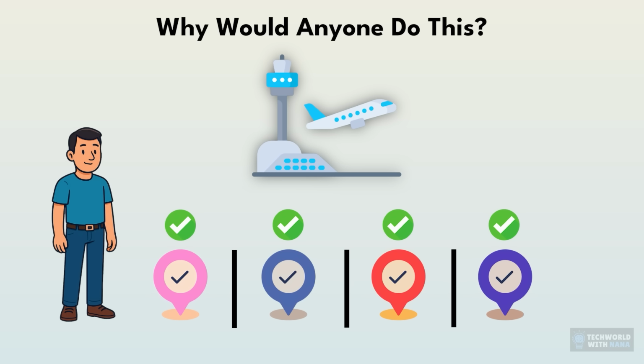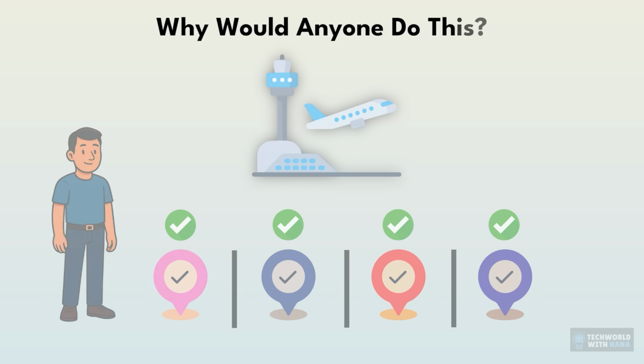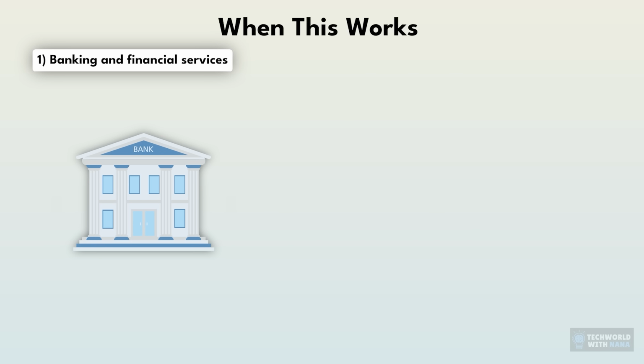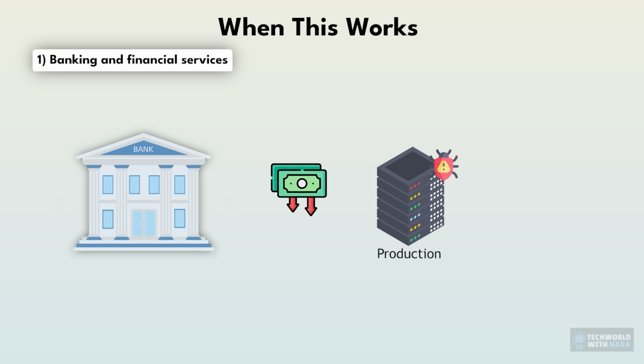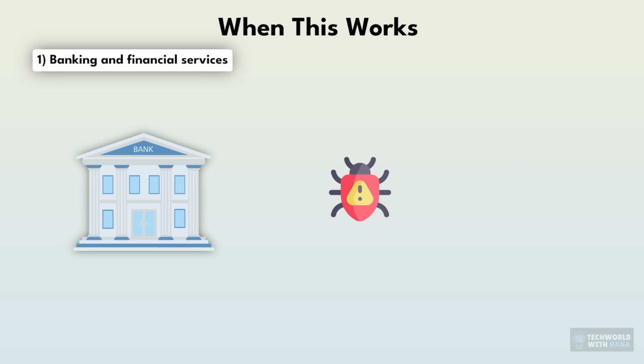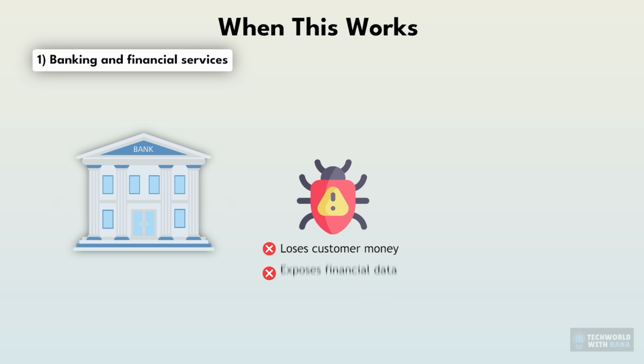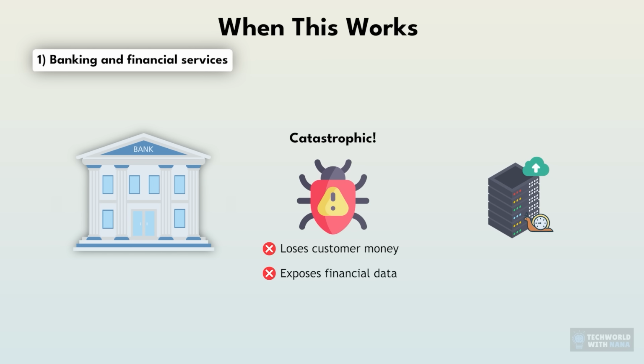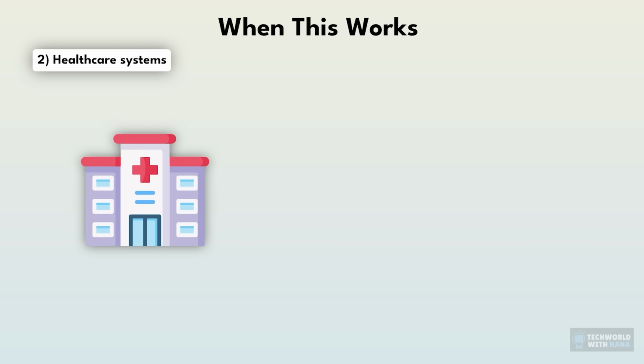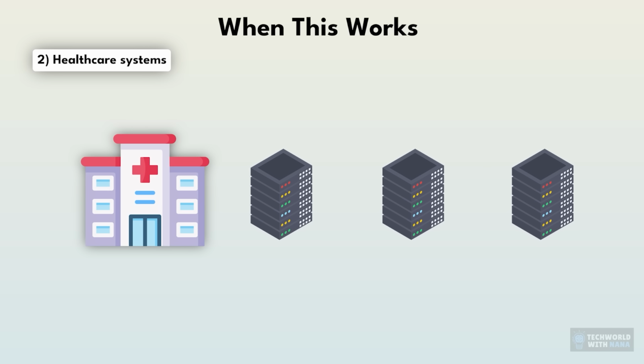And as I said, there are completely valid use cases for each approach. For this one specifically, think of banking and financial services. The main difference here is that a bug in production may cost a lot of money for the institution itself, but also for the customers. So a bug that loses customer money or exposes financial data can be catastrophic. So the cost of slow deployments is actually worth the safety. The same way in healthcare systems, for example, a bug in a medical record system could actually harm people's lives. So you need multiple verification steps.